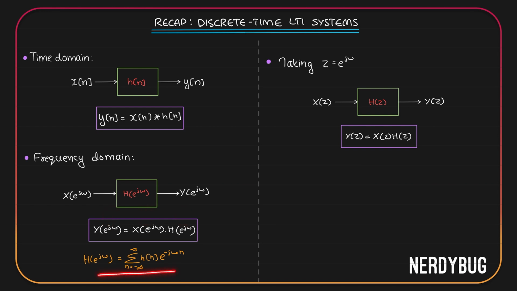So we can use this equation over here to write the expression for H of z. H of z will be equal to summation from n equals minus infinity to infinity, h of n. We have e raised to minus j omega n. It is e raised to j omega to the power minus n. So if we take e raised to j omega as z, we can write z to the power minus n over here. This is still Fourier transform. We are just taking e raised to j omega to be z.